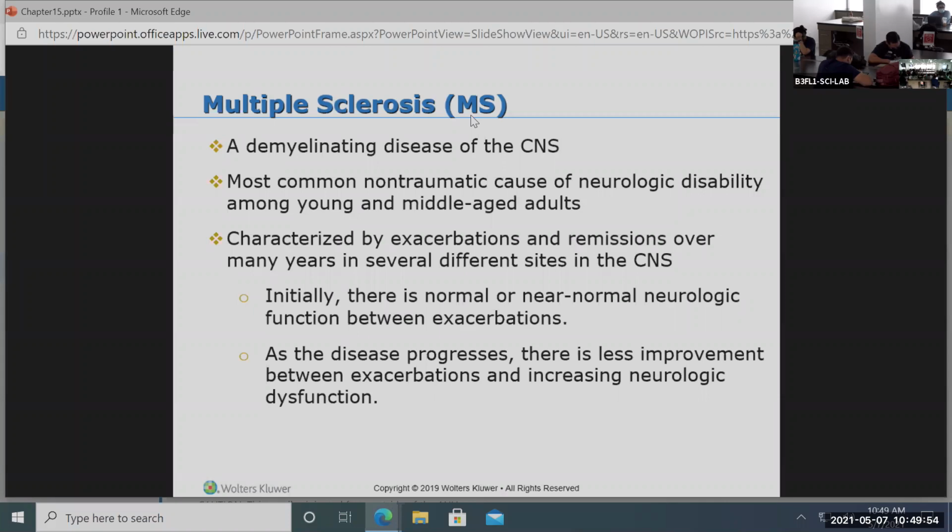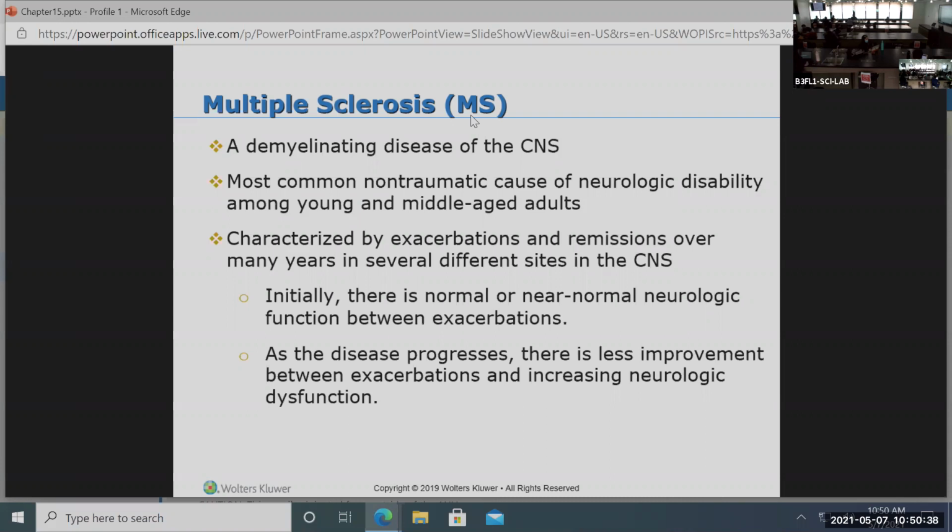Now MS, multiple sclerosis, is a demyelinating disease of the CNS. Now comes the story about oligodendrocytes. If you remember, we discussed that one earlier with the peripheral neuropathy. Most common cause of non-traumatic neurologic disability among young and middle-aged adults. 20 to 50 years of age is the most common onset.